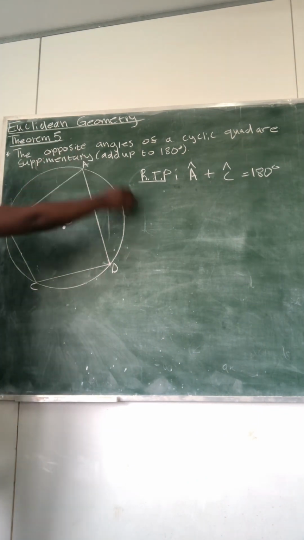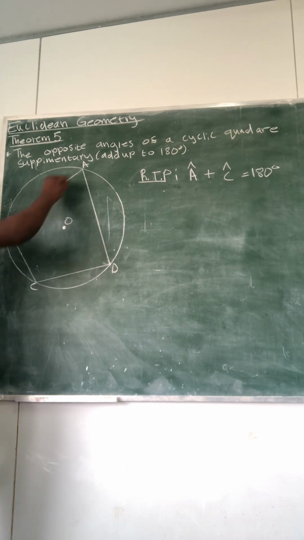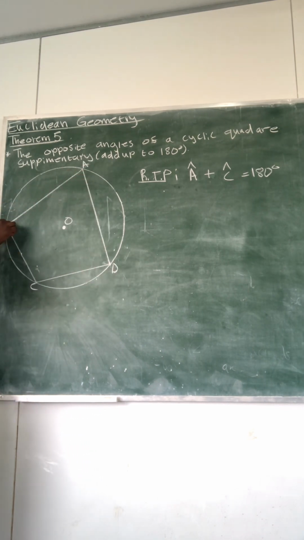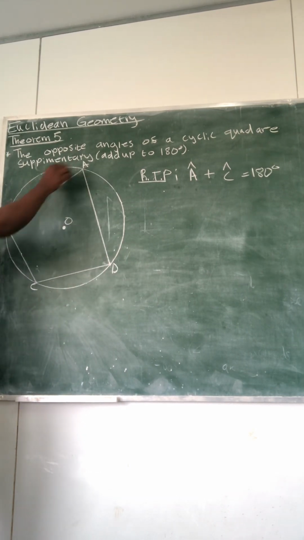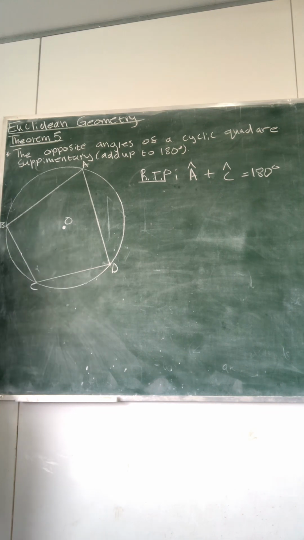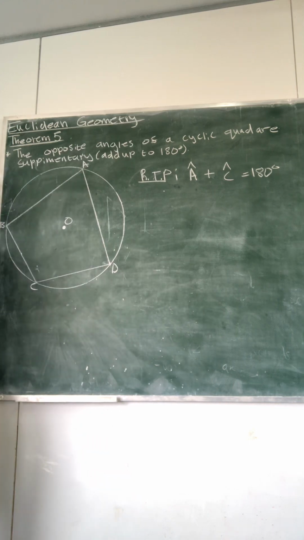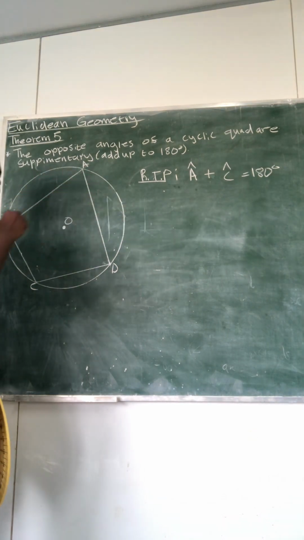So here we are given a circle with center O. We are given chord AB, chord AD, chord DC, chord BC, and they make a four-sided figure. And all the vertices of this figure are where? On the circumference of the circle. So I am to prove this property of cyclic quadrilaterals, which states that the opposite angles of a cyclic quad add up to what? 180 degrees.